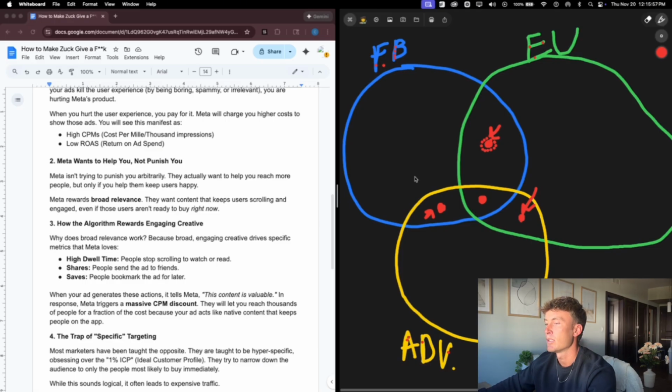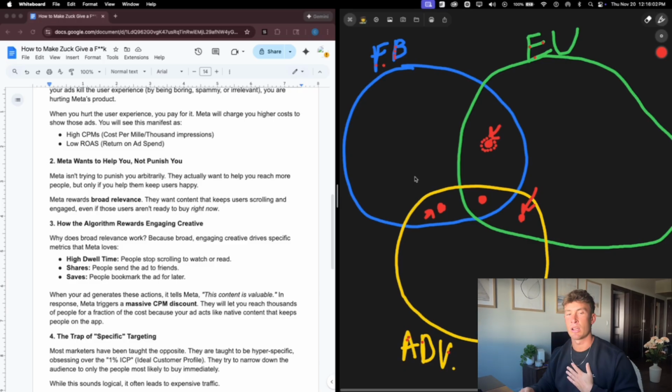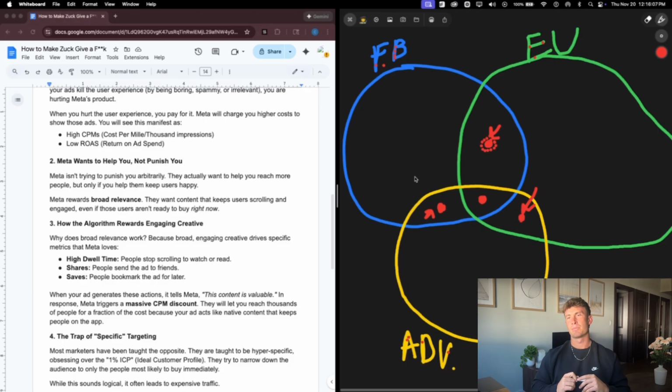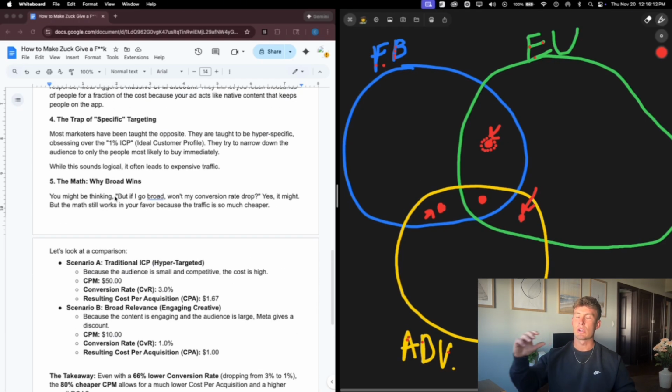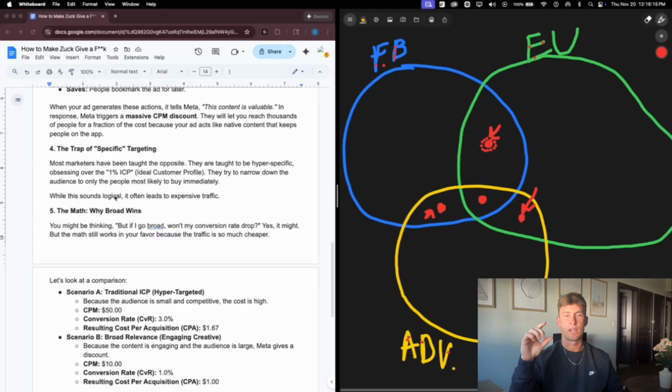So that gets me to my next point. The way that I was taught marketing, and how most people are taught with any sort of marketing, is targeting the 1% ideal customer persona or profile or whatever. While this sounds good to us as business people, this is not how platforms like Facebook work.